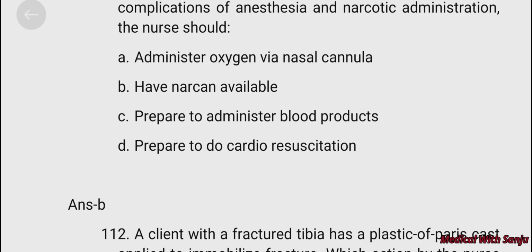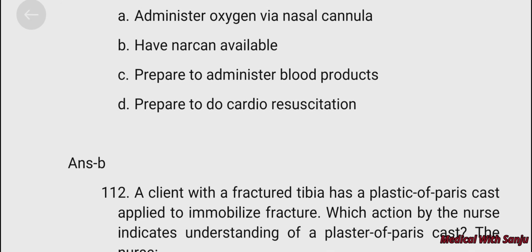Narcan is the antidote for narcotic overdose. If hypoxia occurs, the client should have oxygen administered by mask, not cannula. There is no data to support the administration of blood products or cardiac resuscitation, so options A, C and D are incorrect and option B is right.